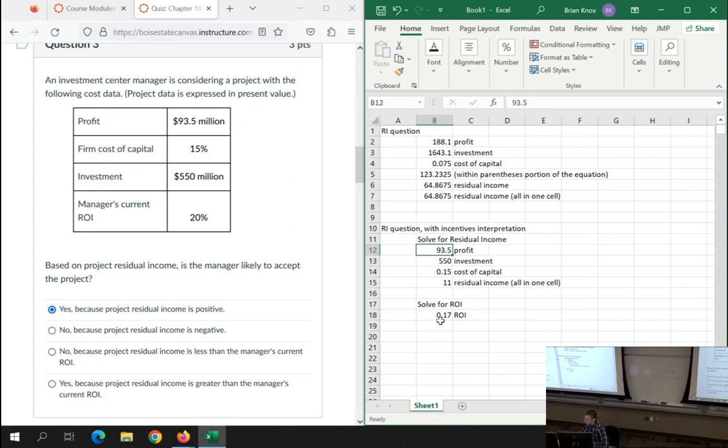So if ROI comes very quickly to you and you're like, oh yeah, I can divide real easy, that's fine. One less mathematical step, and you can just say 17% versus 15%, residual income is going to be positive. We don't know the amount by which, but the question isn't asking for the amount, just for the incentive outcome.